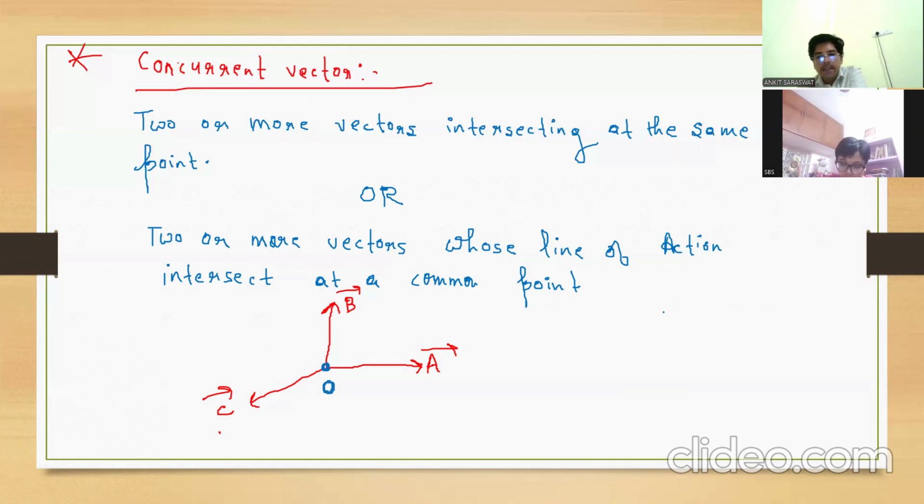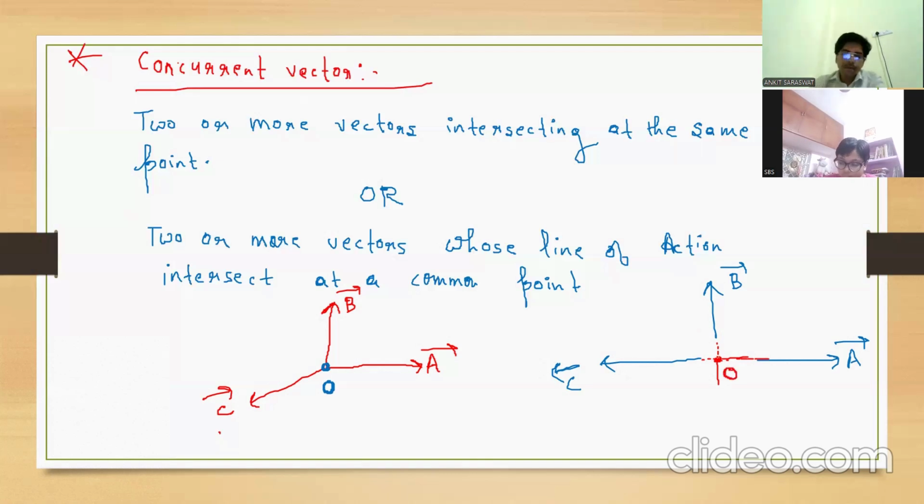Clear? One more case: if one vector is like this, A vector, B vector is like this, and C vector is like this. You can check the line of action of A vector is like this, this is the line of action of B vector, and this is the line of action of C vector. If the lines of action intersect at a common point, then also we can say these are concurrent vectors. Clear? Line of action means the line along which the vector is going to act. Clear?